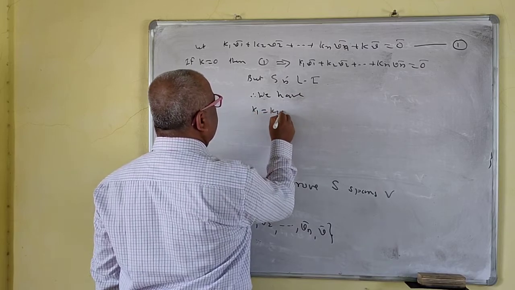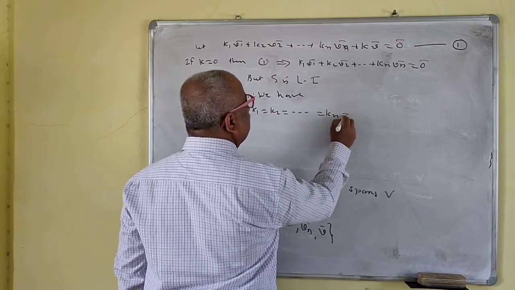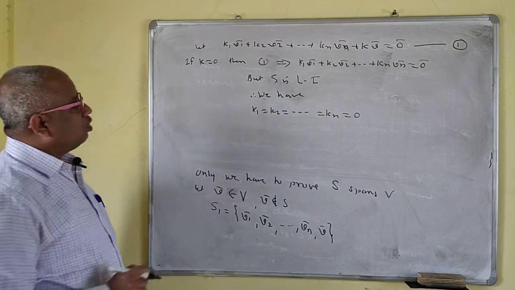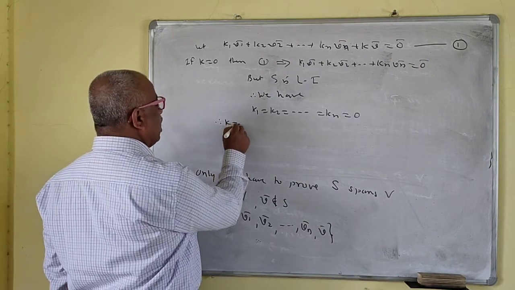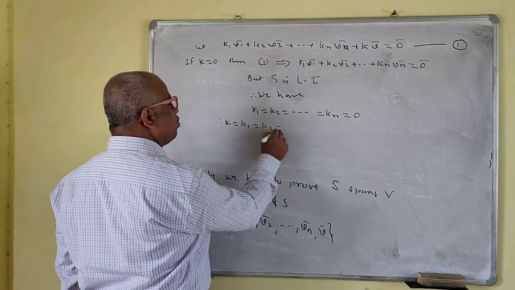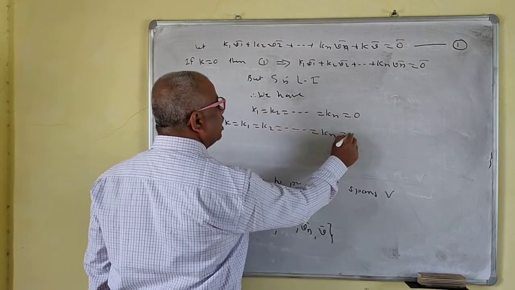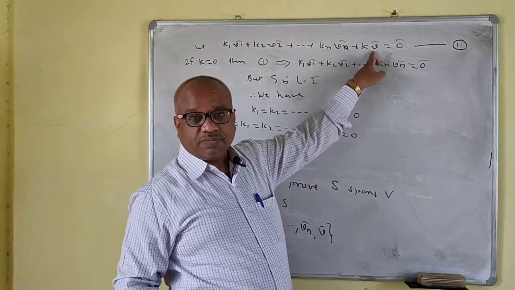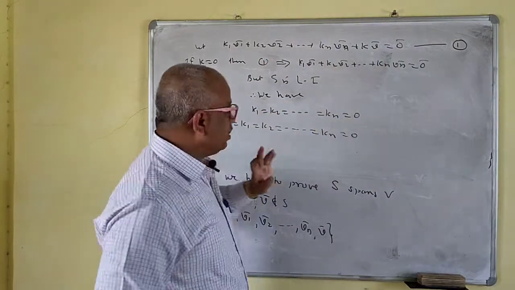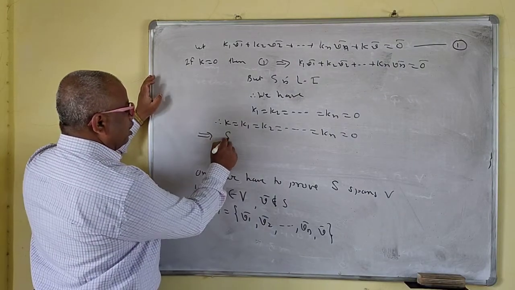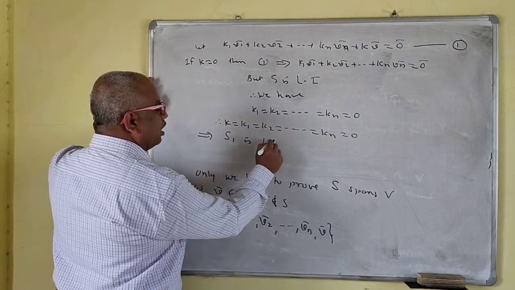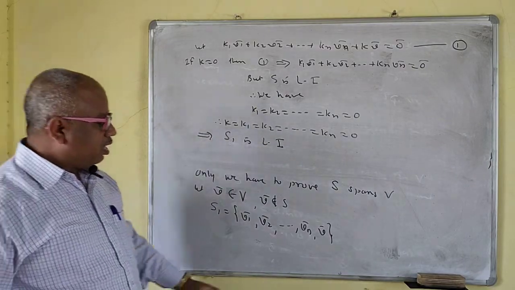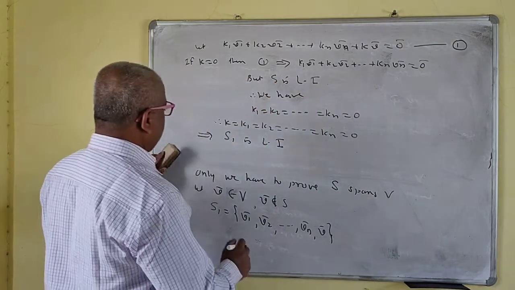Therefore we have K1 = K2 = ... = Kn = 0. So therefore K = K1 = K2 = ... = Kn = 0. Now this is a linear combination of vectors in S1. So this implies that S1 is linearly independent.